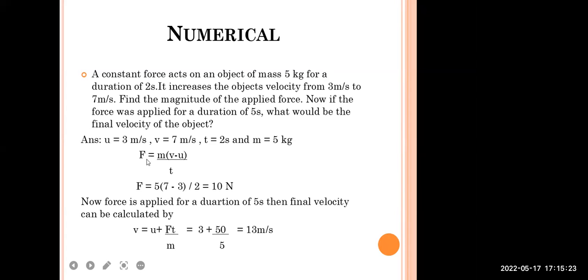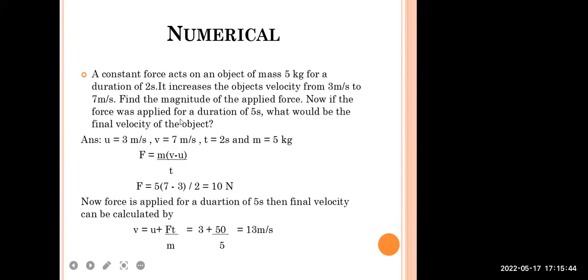So what is the formula? F is equal to m (v minus u) upon t. So m is the mass, v minus u is 7 minus 3 upon 2, which is 4 by 2, which is 2, into 5, which is 10. So the force which is applied will be 10 Newton.